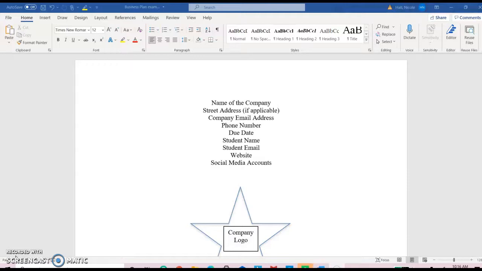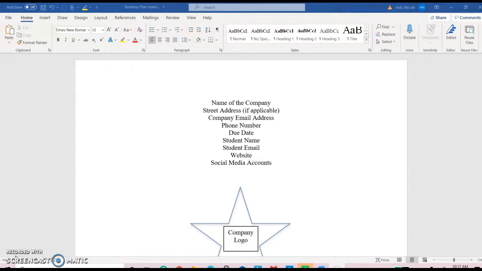Your business plan should be approximately 25 to 35 pages, and it should begin with a cover page as stated in APA format. On your cover page, it should have the name of the company, the street address if applicable. If you have an online business only, you may want to include a P.O. box or your address where your mail is going to be sent, your company email address, the phone number.